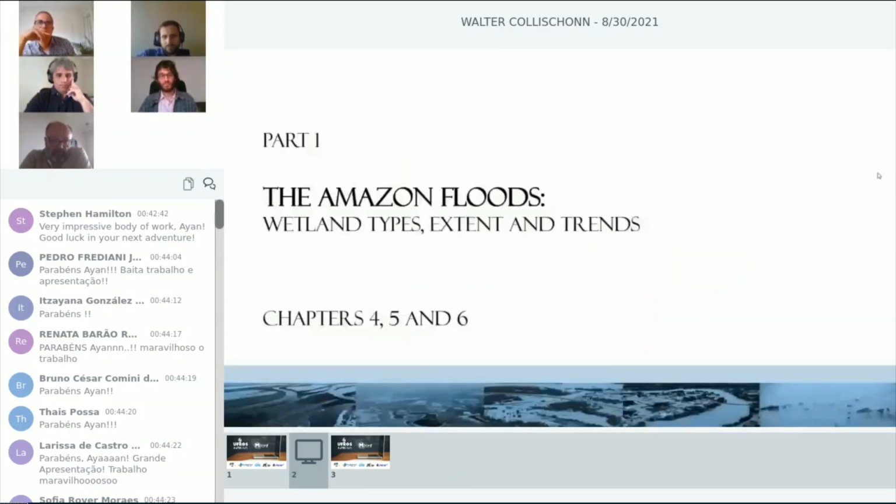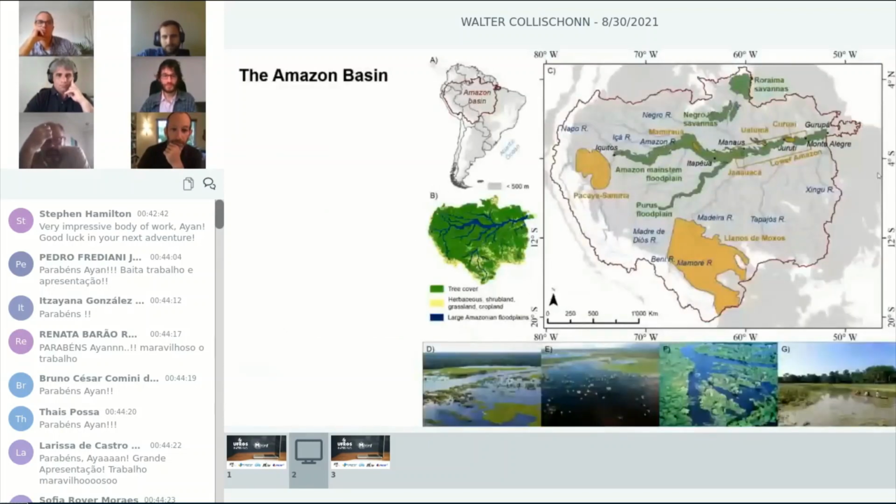So moving to the thesis part 1, which is called the Amazon Floods, Wetland Types, Extent and Trends, and is composed of 3 chapters. So the Amazon River Basin, the land of superlatives, where many different and interesting wetlands exist.